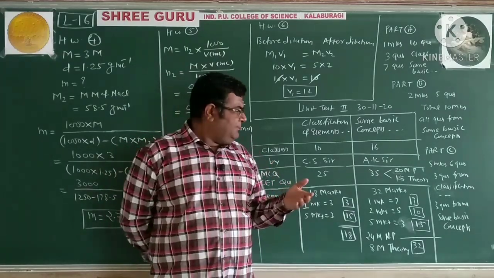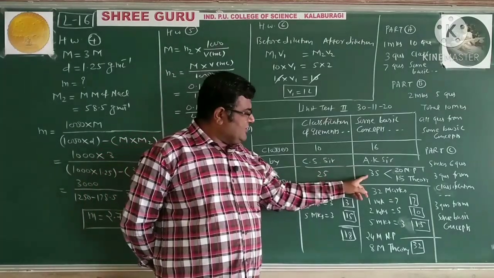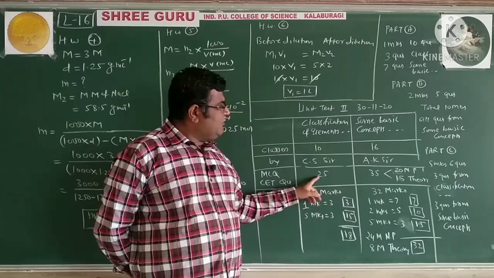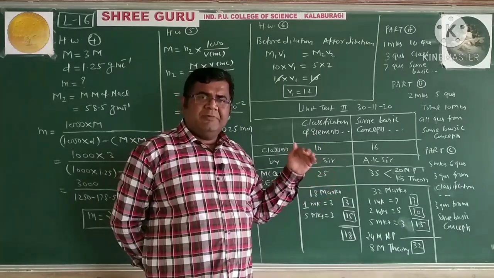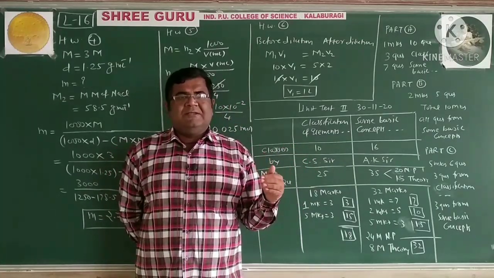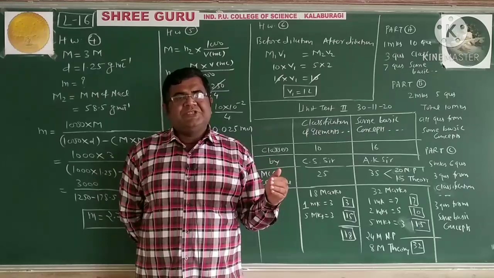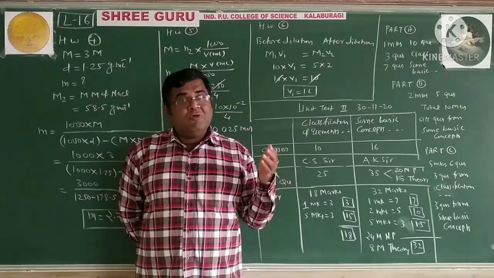That is the first step. In the MCQ examination, where we have 60 questions, 25 questions will be from classification of elements. Why is it so? Because the weightage is somewhat less for classification of elements. It carries only 4 marks in the annual examination, and some basic concepts carries 8 marks. But these 4 marks are also important.